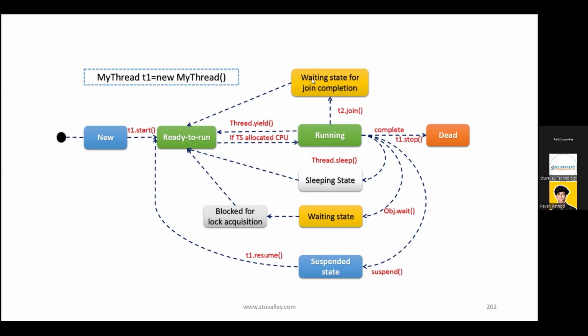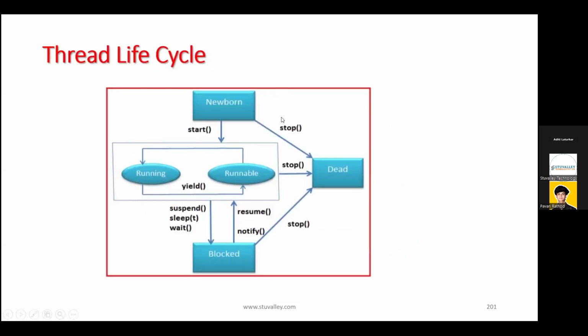If you want to stop the execution at any point of time, you can use the stop method and your thread will be dead. Once the thread is dead, you cannot start the execution again. So this is the life cycle of a thread. It has 5 states: newborn state, running state, runnable state, dead state, and blocked state. In the blocked state there are different ones: the sleep state, wait state, and suspended state. So this is all about the thread life cycle.